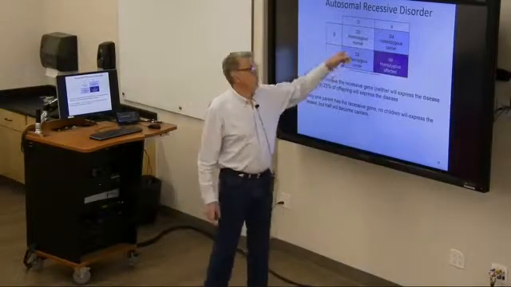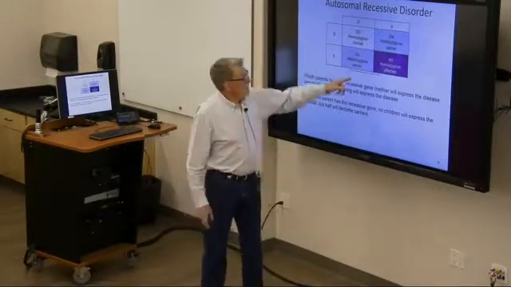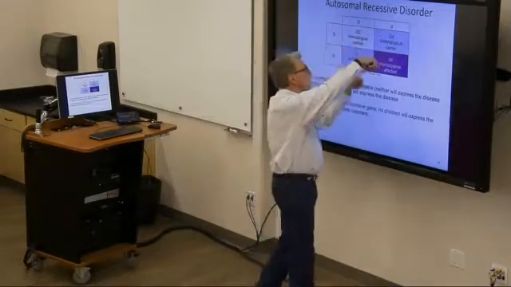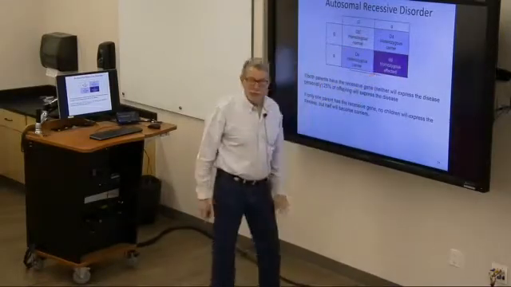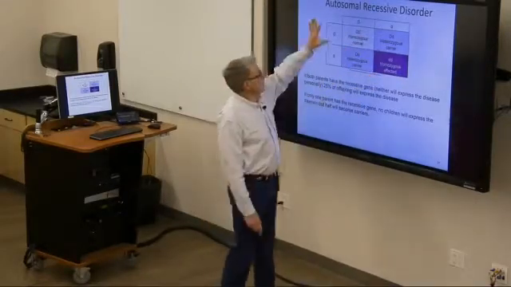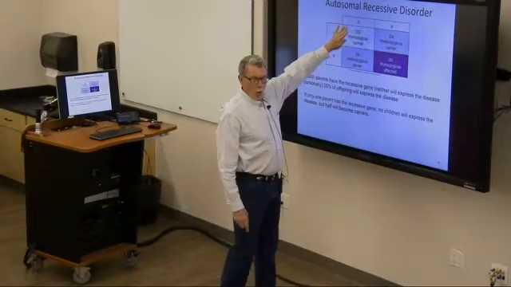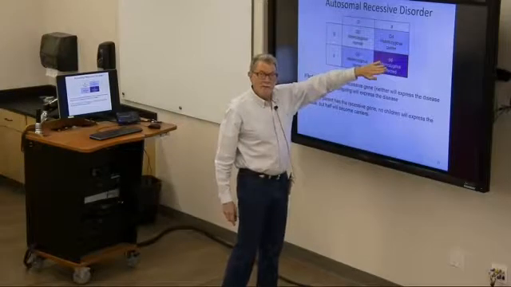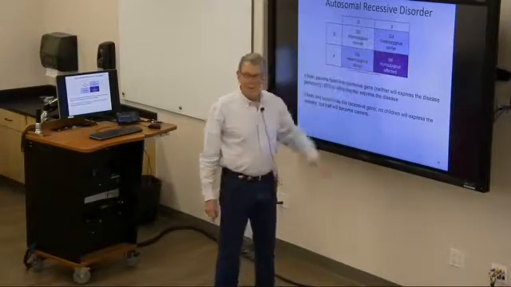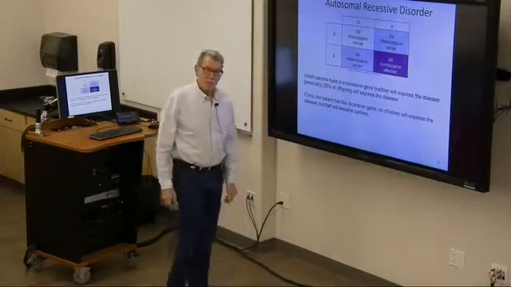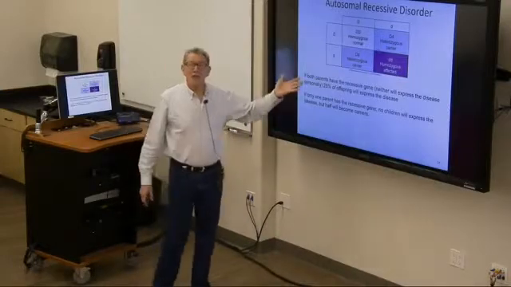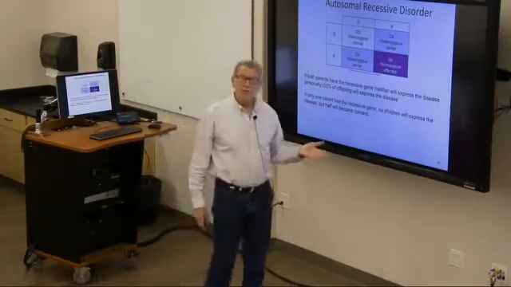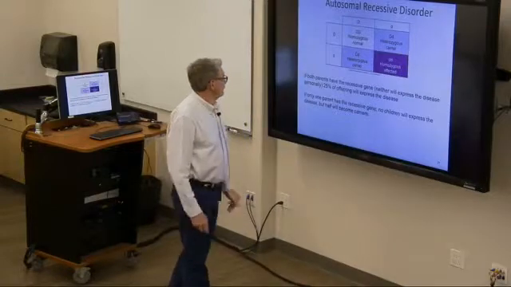But you can give it to your kid. And 25% will get both the bad ones, and you'll have cystic fibrosis. So in this case, 25% are normal, 25% are affected, and 50% are carriers. Practice some of these. You're going to have to do it on the test, so practice some of these.